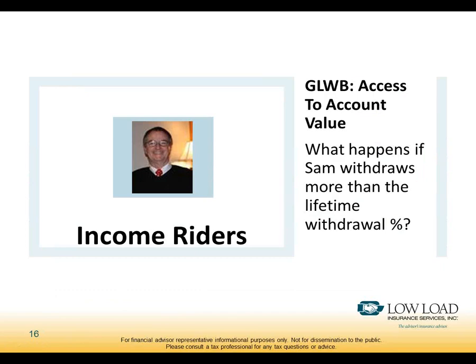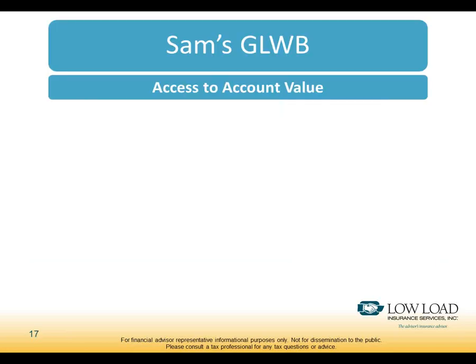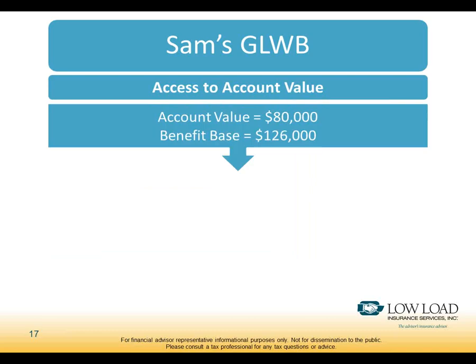So one of the selling features that are sold to clients when they purchase this is that because it is a withdrawal benefit, they still have access to that money. Sam does have access to that $80,000, and he can withdraw that money at any time he wants, or any portion of it he wants. But what happens if Sam withdraws more than what he's allowed?